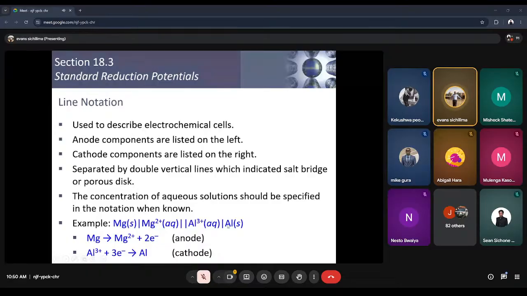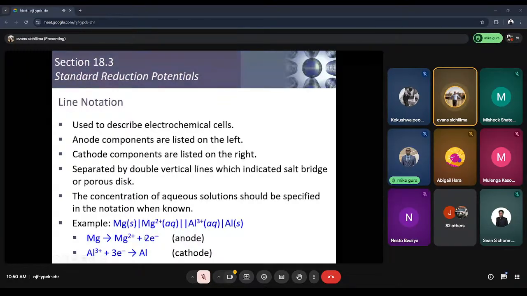So sometimes you may be given a diagram where you have a galvanic cell, they'll show all the processes. Then you'll be required to come up with this line notation. Okay, so don't get mixed up. You can see clearly here that magnesium is moving from magnesium solid to aqueous. It's losing electrons, and this is oxidation, and this oxidation is happening at the anode.